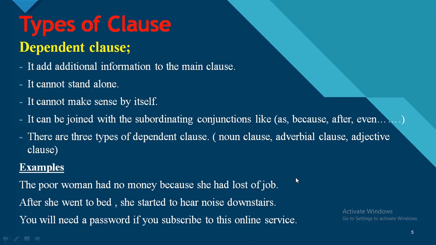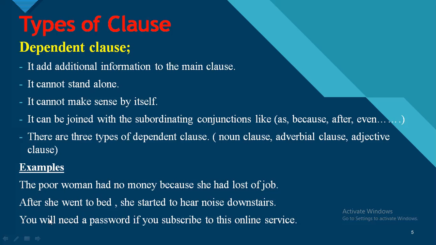The next example is: "After she went to bed, she started to hear noise downstairs." So in this sentence, it joins with "after." In this sentence also there are two clauses, and the subordinating conjunction is "after." So here is the independent clause, and the dependent clause comes with the independent clause.